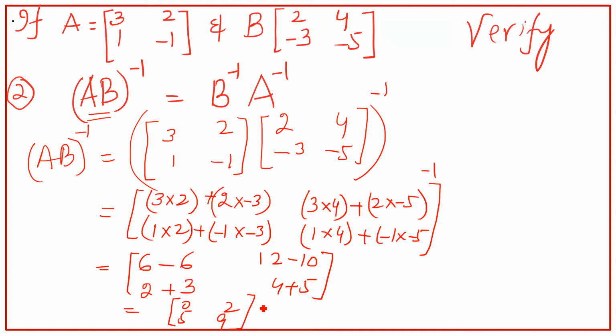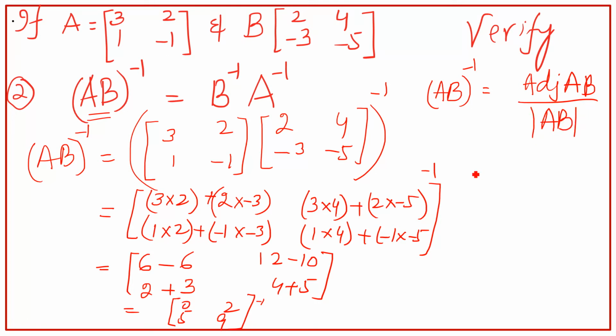right? Now it is not done. So far we have only AB. We have multiplied A and B only, right? But this is AB whole inverse. So AB whole inverse is equal to adjoint of AB divided by determinant of AB.